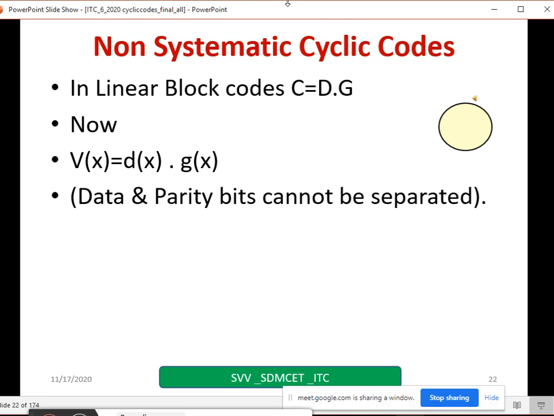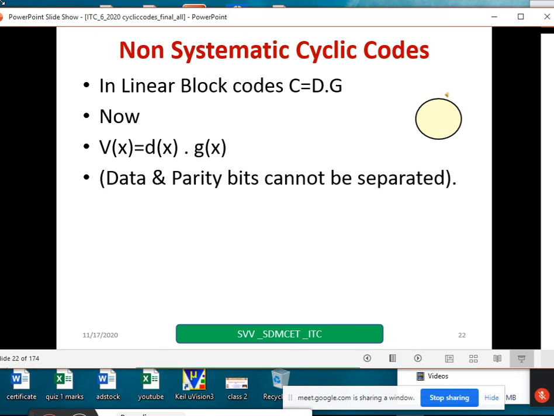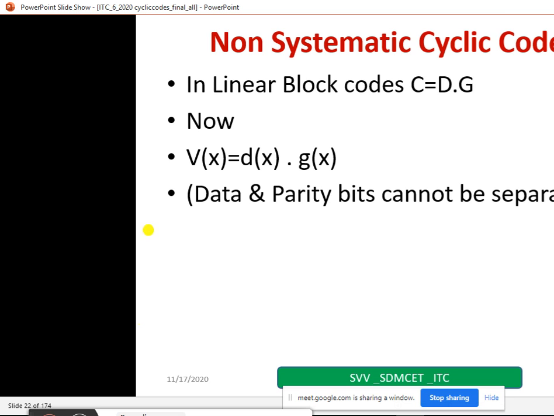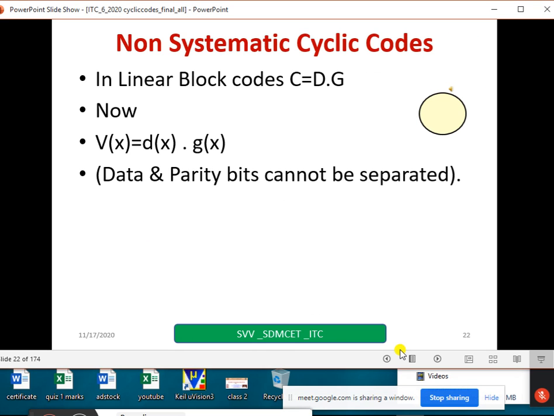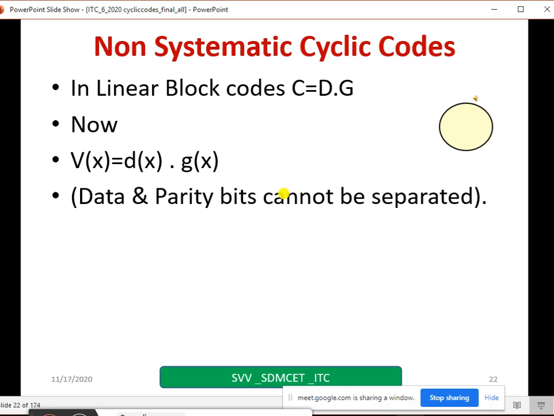Where we say non-systematic, why do we say non-systematic? The reason is, if we cannot distinguish or separate the parity bits and the data bits, we say non-systematic. Take one line, a heading: non-systematic cyclic codes. Take one word: how we do it, V of X equals D of X into G of X.